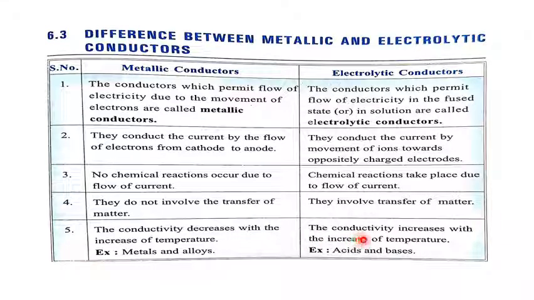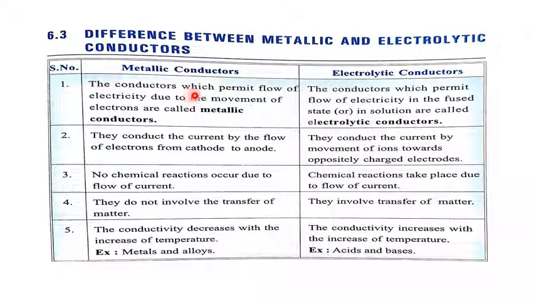The conductivity increases with the increase of temperature in electrolytic conductors. Examples for metallic conductors: metals and alloys. Examples of electrolytic conductors: acids and bases. These are the differences between metallic conductors and electrolytic conductors.